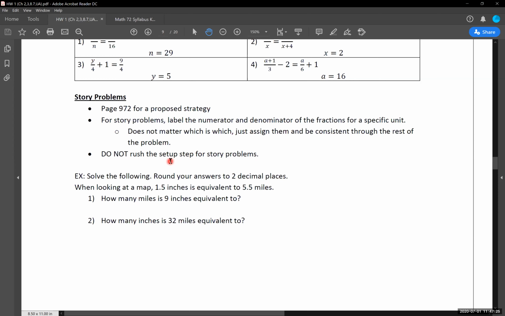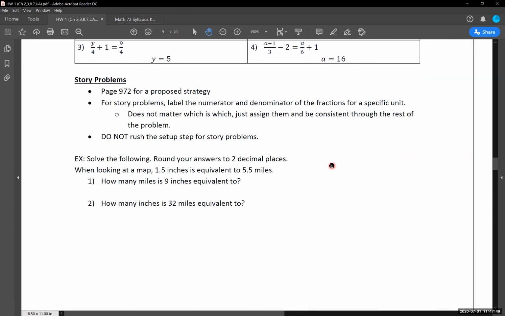The setup is the thing that is going to make or break your entire story problem. If you do not do that properly, or if you try and just fly through it at a really fast pace and you get the wrong answer, it's probably an error in your setup. It's not always the case, but more often than not, that's where I find people make mistakes with these. Setup is absolutely crucial for all of these problems.